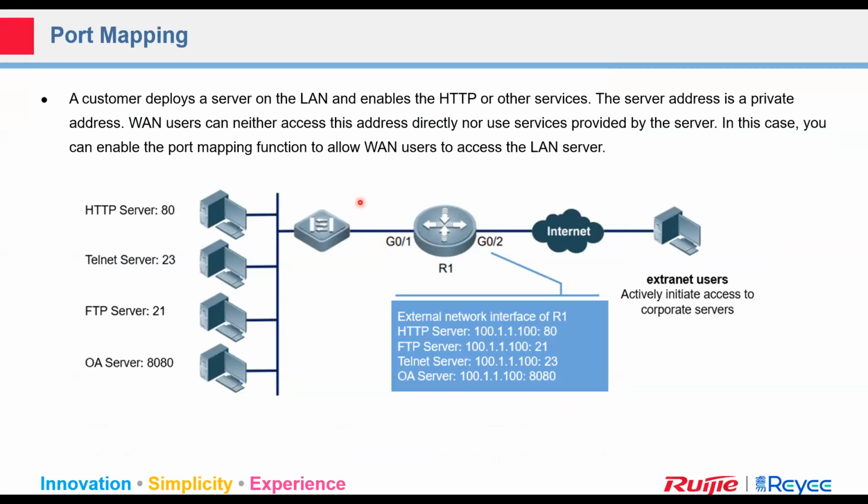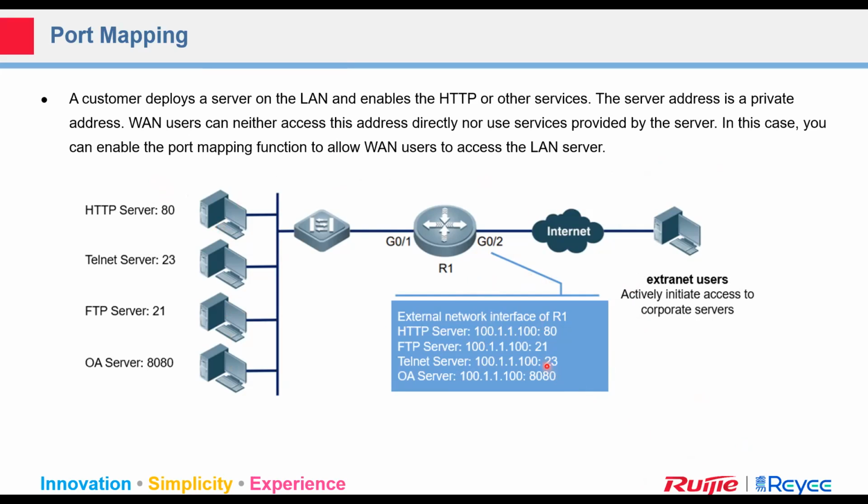So port mapping is something that you want to do if you deploy a server on the LAN which enables HTTP or other services. This server has a private IP address. So when a user is unable to access this IP, since this is a private IP, in this case you can use port mapping to allow WAN users to access the LAN servers.